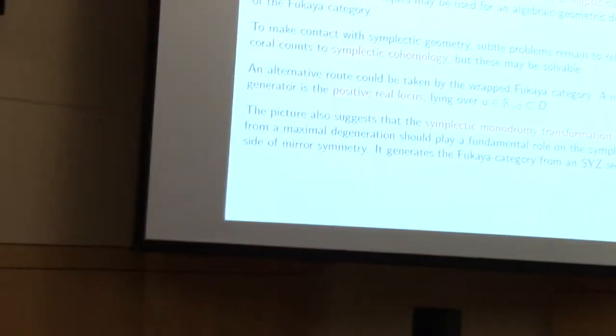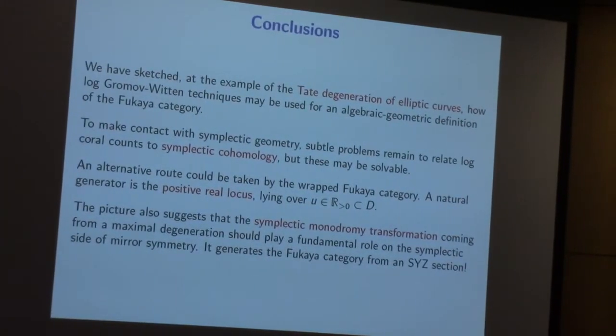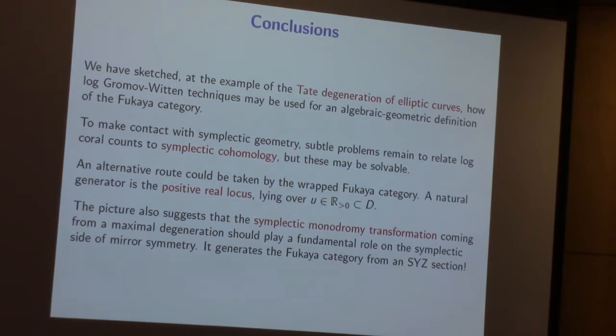I sketched the example of the tate degeneration of elliptic curves, and how log probability techniques may be used for an algebraic geometric definition of the Fukaya category. But to make contact with symplectic geometry, subtle problems remain. The last two slides relate log Gromov-Witten counts, which is something entirely on the degenerate side, to symplectic homology. But these may be solvable.